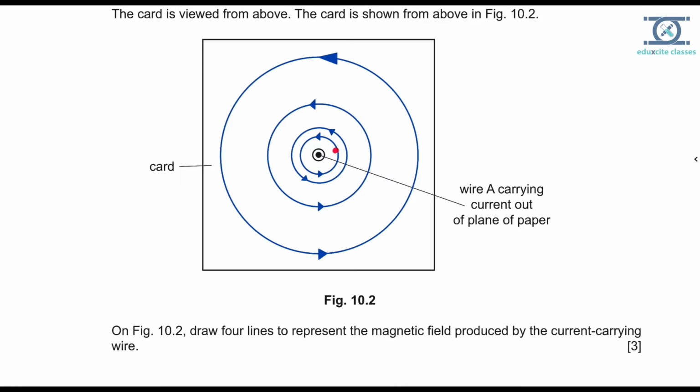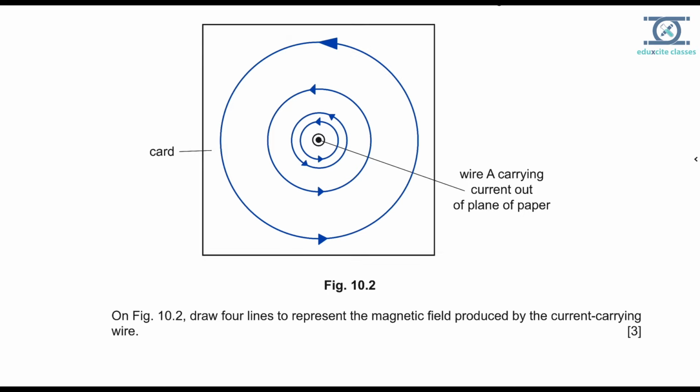So I have shown 4 magnetic field lines, and as I move away from the center of the wire, the distance between the circles increases. Okay, so this will be of 3 marks. 1 mark for the direction, 1 mark for concentric circles, and 1 mark for them getting farther apart away from the center of the wire.